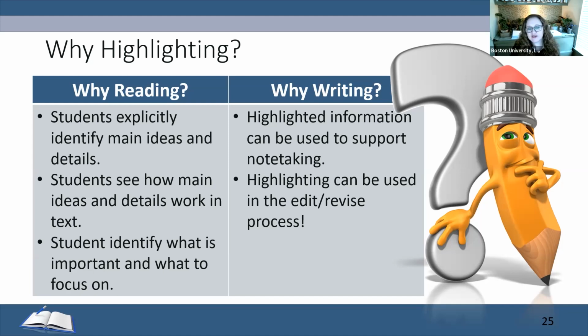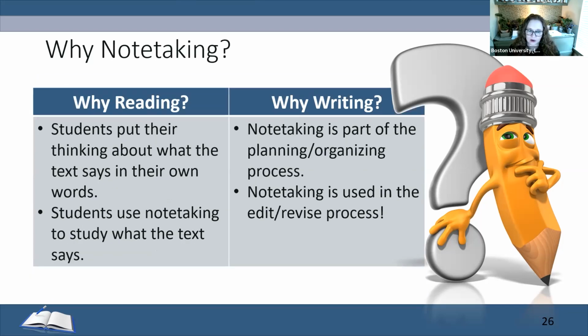And so because we've often missed the boat on highlighting and teaching that, the edit revise process in writing is so difficult for students. So this is a big piece to revisit if you are interested in really helping support the edit revise process. If that's a thing for your kids, you might need to think, okay, I might need to teach highlighting and how to highlight when I'm reading text with my students.